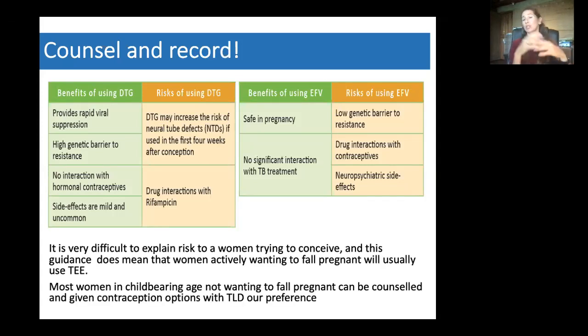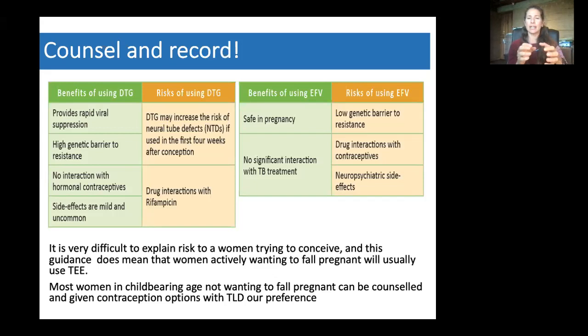But if you've got a woman who's just in childbearing age, not planning to fall pregnant at the moment, thinking about contraception anyway, it's very valid to still have the discussion, but you're probably going to be easing her towards the Dolly Tag side of the conversation.